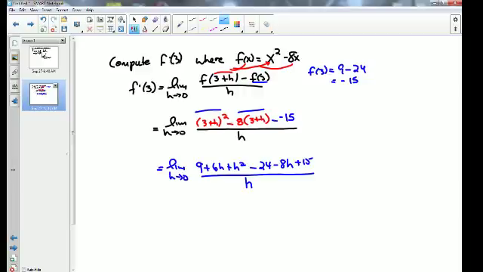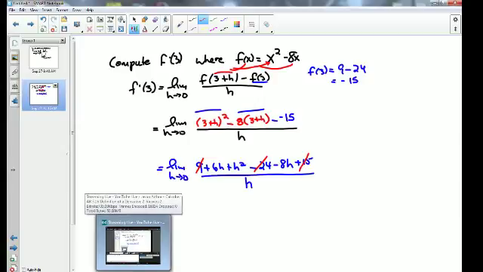Oh, we combine like terms? 9 plus 15 is 24. 24 minus 24 is nothing. They cancel. 9 minus 24 plus 15 is 0. Yay! That's the hope.